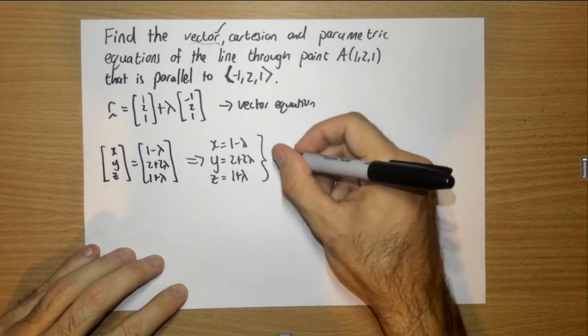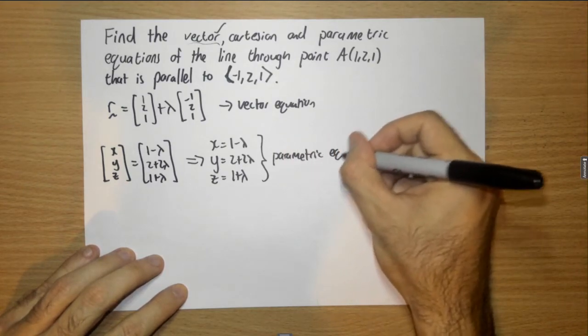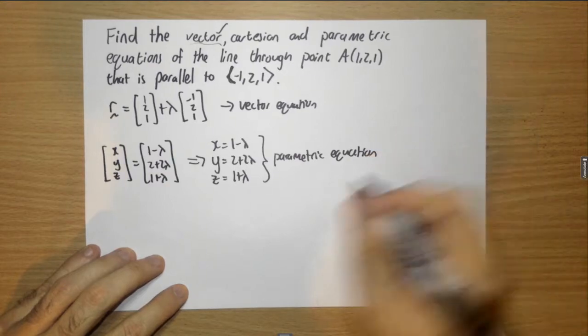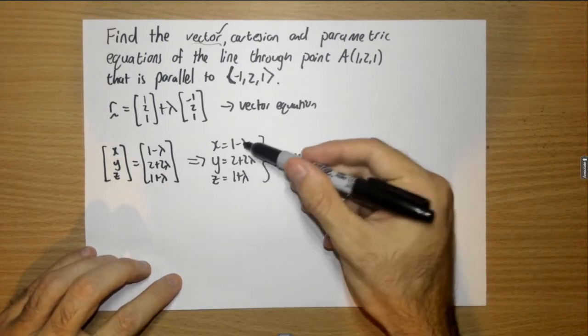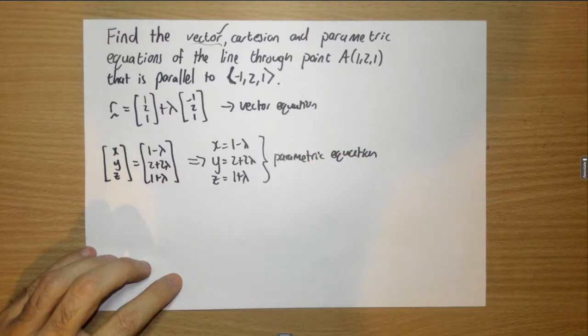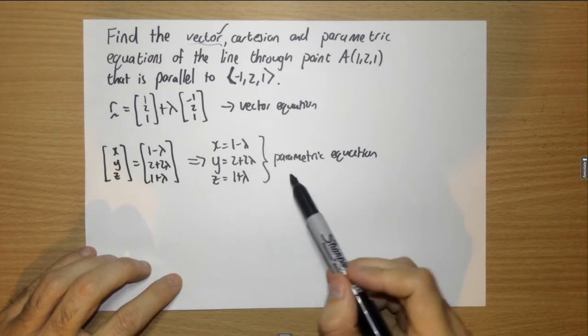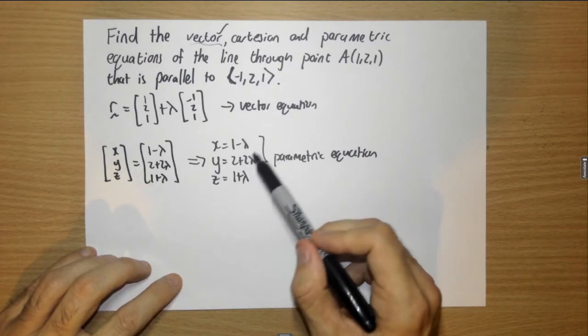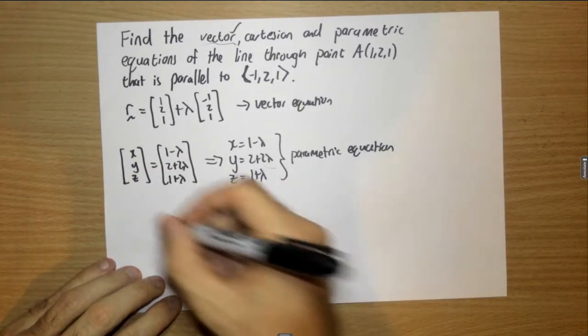These three here make up my parametric equation. And we'll use these parametric equations to help us determine the Cartesian equation. And again, we just break it up into the three components, and we solve each of the three components for lambda. These are called parametric equations because they have a parameter. That parameter is lambda.